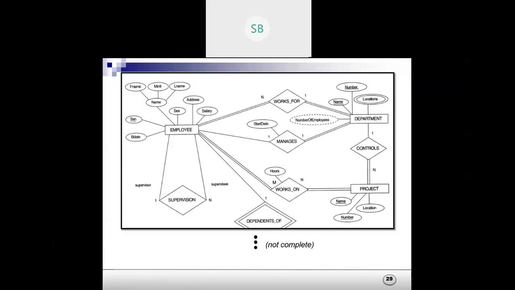For example, here you can see the supervision relationship. There are two roles of the same entity, employee, supervisor and supervisee. One will be serving as a supervisor, and the other will be serving as a supervisee. This is also a binary relationship, but it is pointing to the same entity. This kind of relationship is known as a recursive relationship.